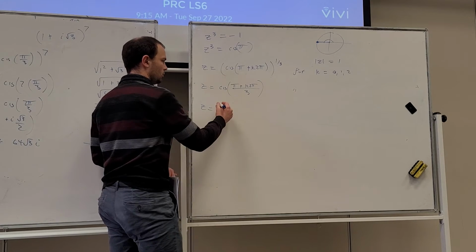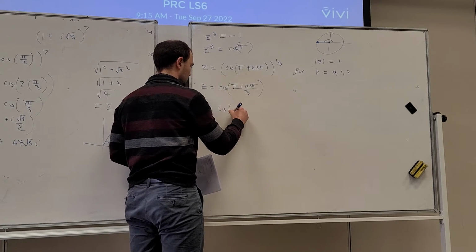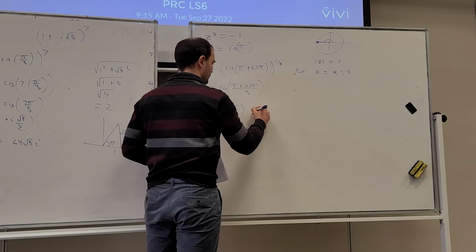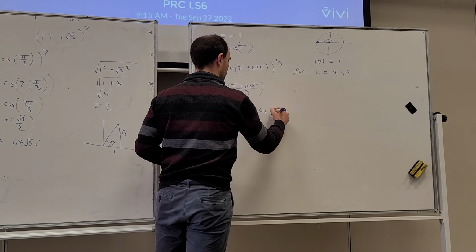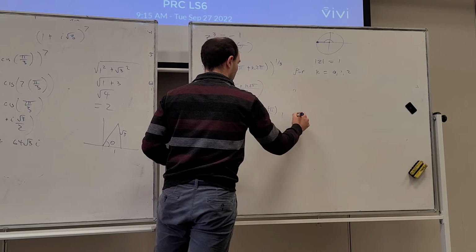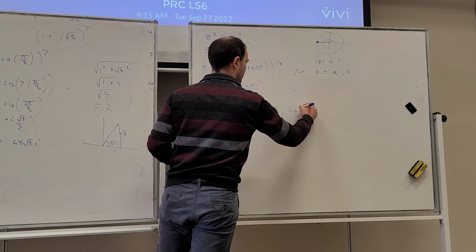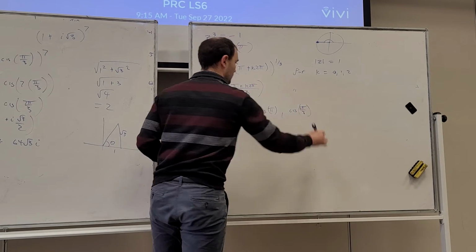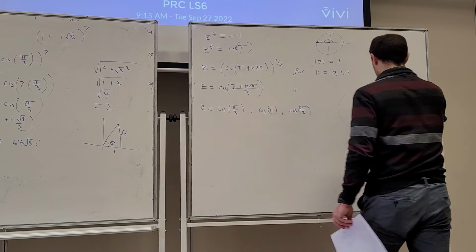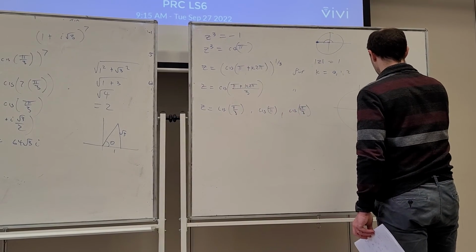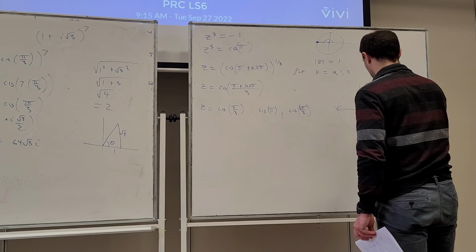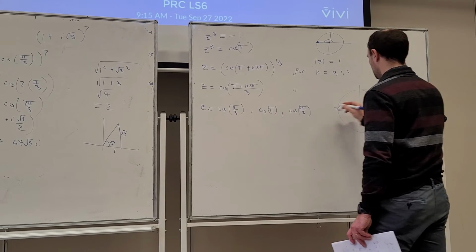And then we'll apply it. So when k is 0, we'll have cis of pi on 3. When k is 1, we'll have cis of pi. And when k is 2, we'll have cis of 5 pi on 3. We plot them on the Argand diagram: z0, z1, z2.